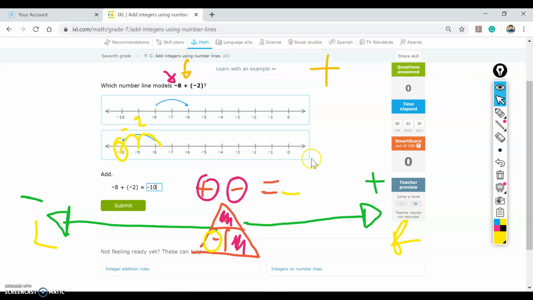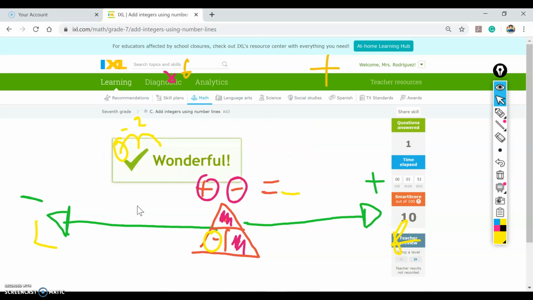Now I'm going to check if that's true. They're going to ask you, number 1, to pick the number line, and number 2, to make sure that you type the correct answer. If you only type the correct answer but you don't pick the correct number line, then it's going to be wrong. Okay, so there you go.